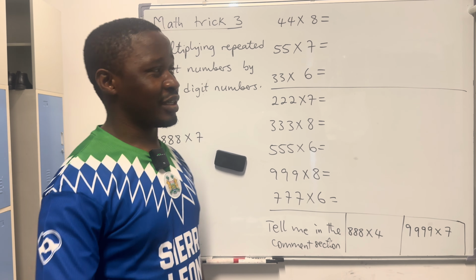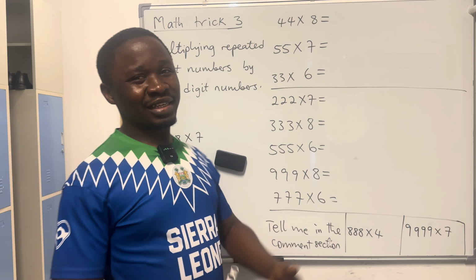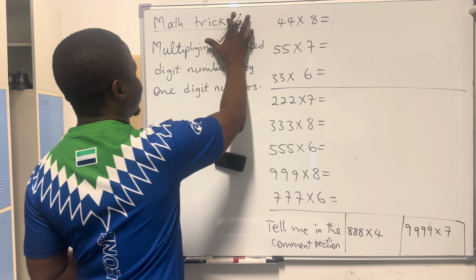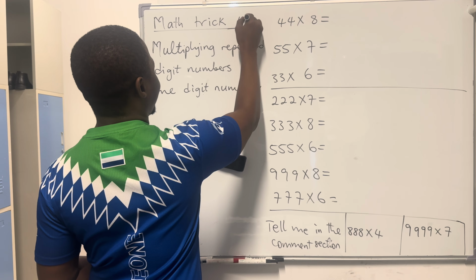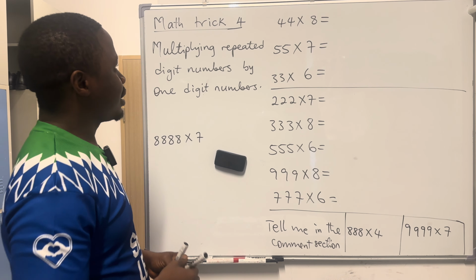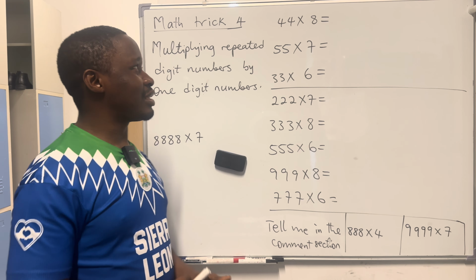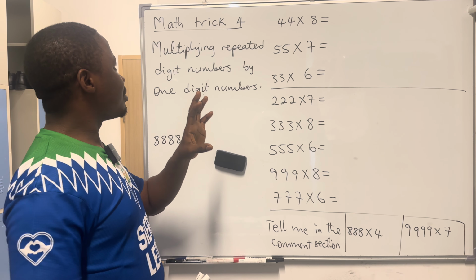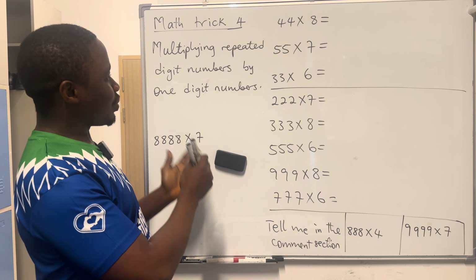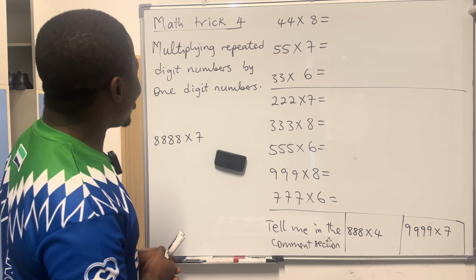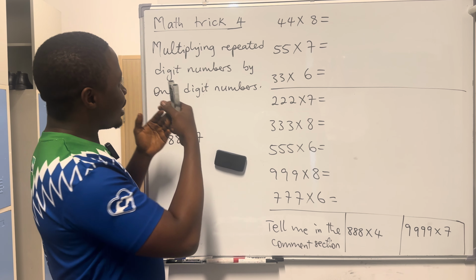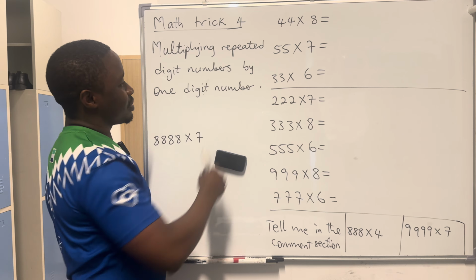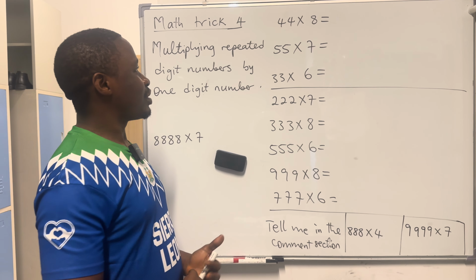Hi everyone. Here is another interesting math trick. I think this is the fourth one. Before this, I did three videos on three different math tricks. Today, how do we multiply repeated digit numbers by a one-digit number without using a calculator?